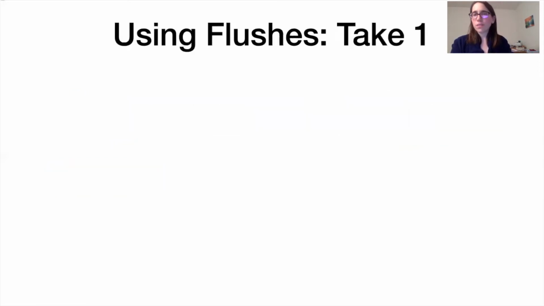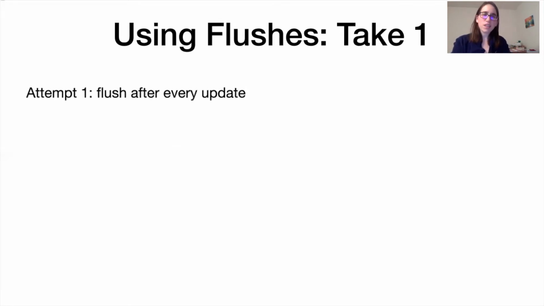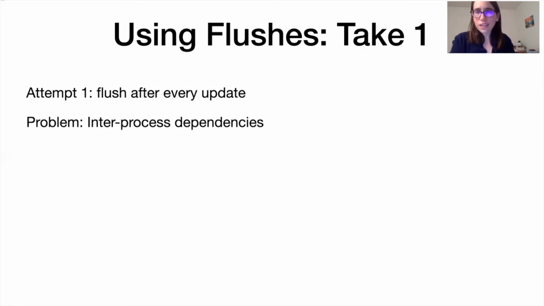So the first thing I want to do is think a little bit, how can we use flushes to take care of our out-of-order problem? And the first thing that might come to mind is actually to flush out after every update, right? And this makes sense, right? If we were worried about updates being out of order, let's flush between each update. This should take care of our problem. Now, unfortunately, this is actually not enough. And the problem stems from inter-process dependencies that go through cache and actually miss the flushes.